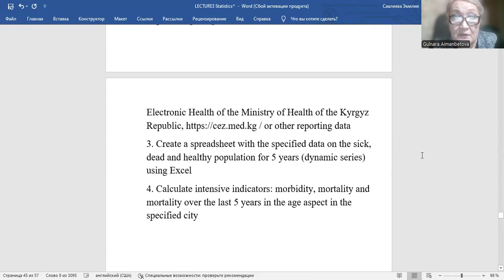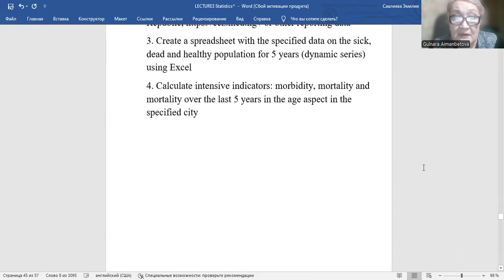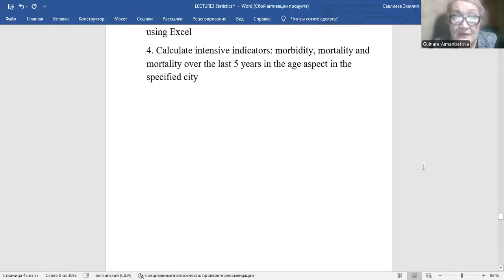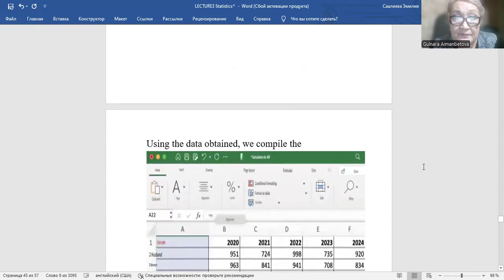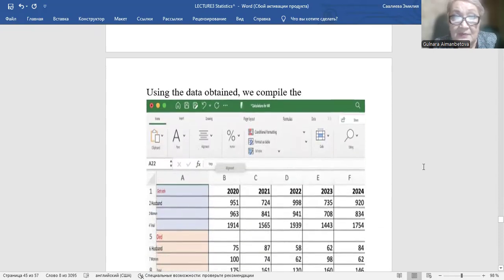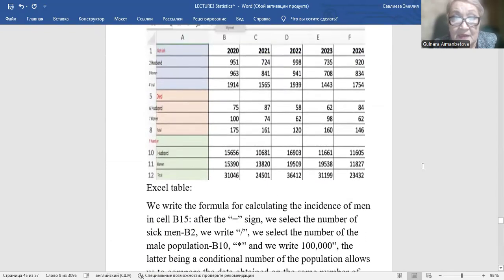The Center for Electronic Health of the Ministry of Health of the Kyrgyz Republic creates a spreadsheet with the specified data on the sick, dead, and healthy population for 5 years. Dynamic series using Excel. Calculate intensive indicators: morbidity, mortality over the last 5 years in the sexual aspect in the specified city. Using the data obtained, we compile the Excel table.